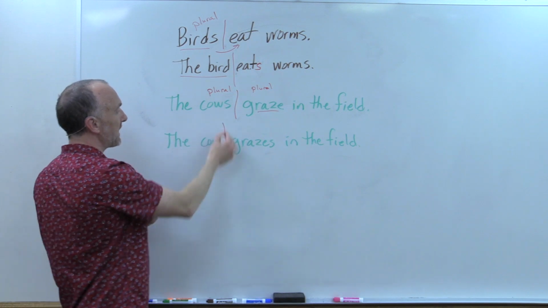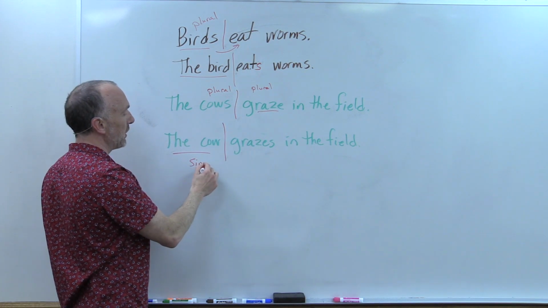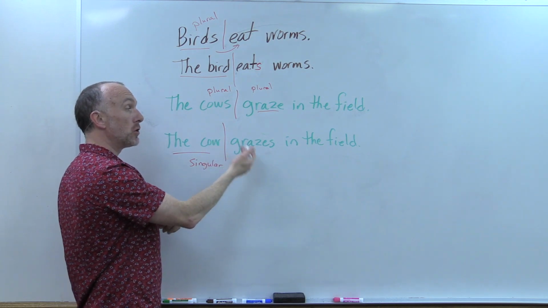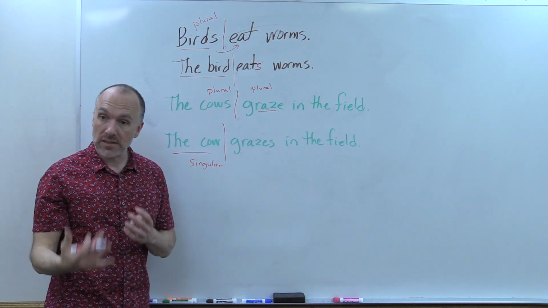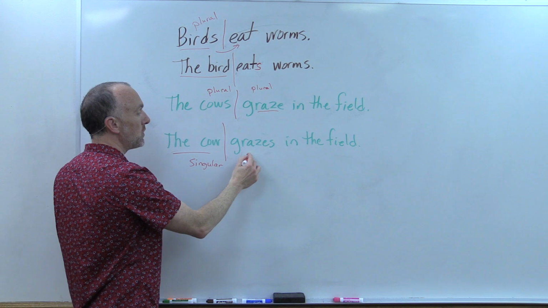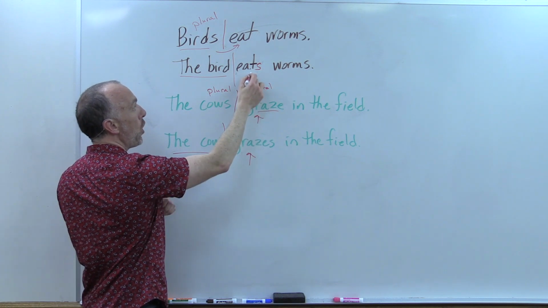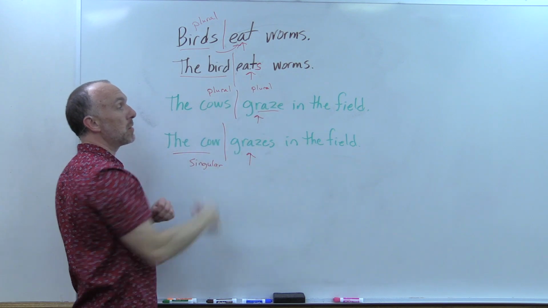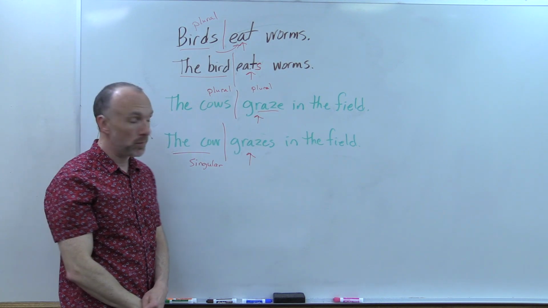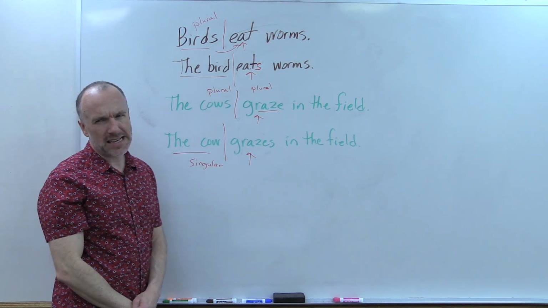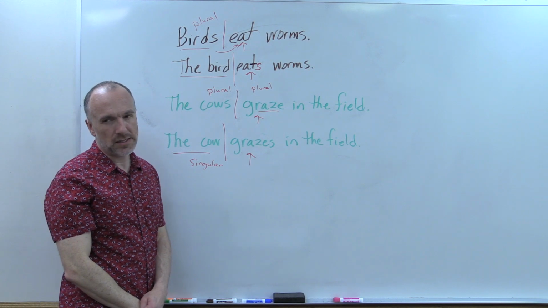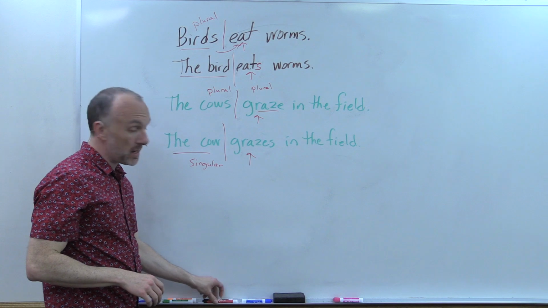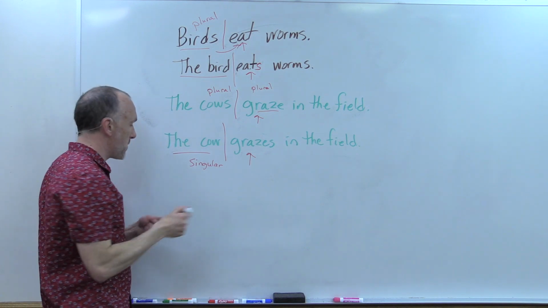How about this one? The cow is a singular subject. It's only one cow. The cow grazes in the field. It has a singular verb. So these verbs all are action verbs, and they all have to match their subject, whether they are singular or plural. We would not say the cow graze in the field. That doesn't make sense. So let's see if you can find my error.